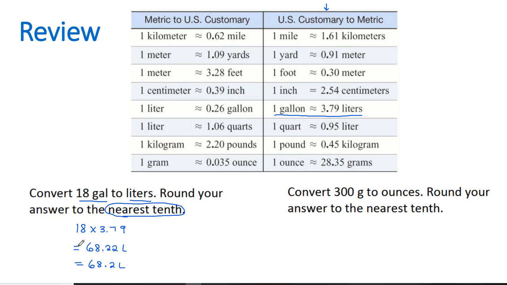For the next one, we're converting 300 grams to ounces. So this time we're going from metric to imperial or US customary. So we need to find our gram to ounces, which is down here. So we're going to take 300 grams, multiply that by 0.035, and we are going to get the tenths place right away, so 10.5 ounces.